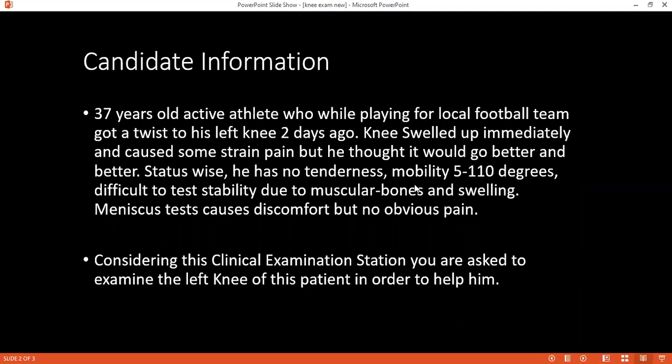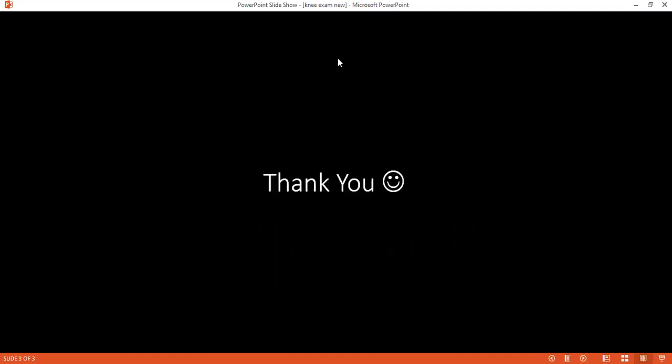What is the normal range of mobility of any joint? Ma'am, normal range for flexion at the knee is 130. Okay. And for extension? And for extension, it is 10 to 15 degrees. Yeah. Good. Okay. Right. Thank you. Nice.